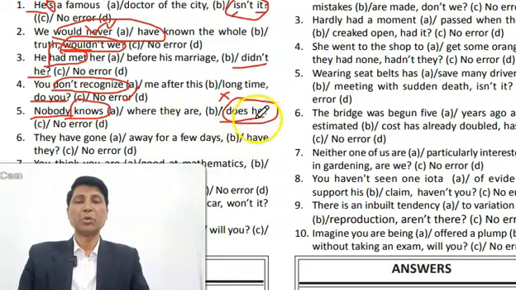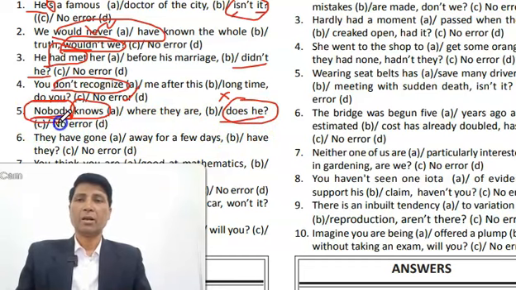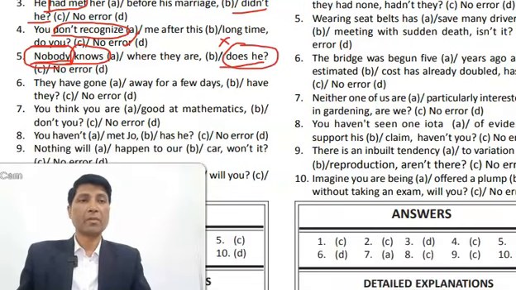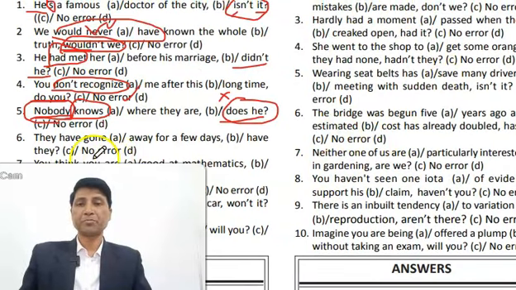So, it should be do they, because we have studied in the previous class that if the main statement begins with an indefinite pronoun such as nobody, somebody, everybody, then the subject of the tag should be they, not he. Now let us move to question number 6 and do it.